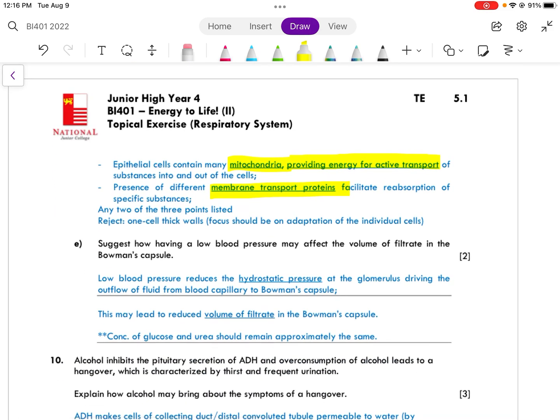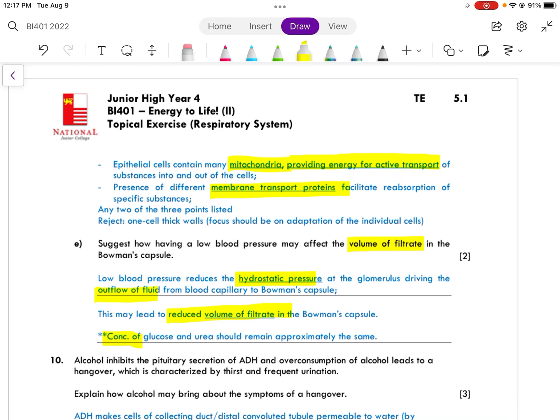Next, E. Suggest how having a low blood pressure may affect the volume of filtrate in the Bowman's capsule. Okay, so they ask you what will affect the volume of filtrate. If you have low blood pressure, this will reduce the hydrostatic pressure at the glomerulus. That means there will be reduced outflow of fluid from the blood capillary into the Bowman's capsule. This will result in a reduced volume of filtrate in the Bowman's capsule.